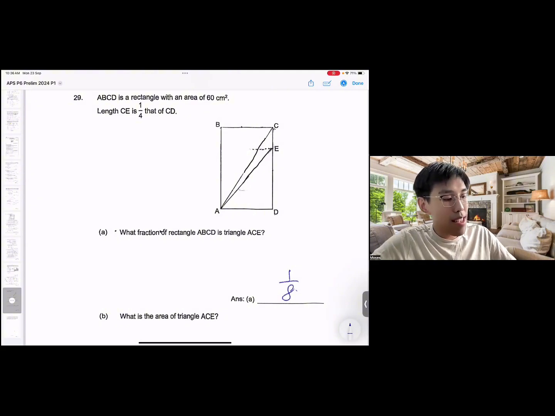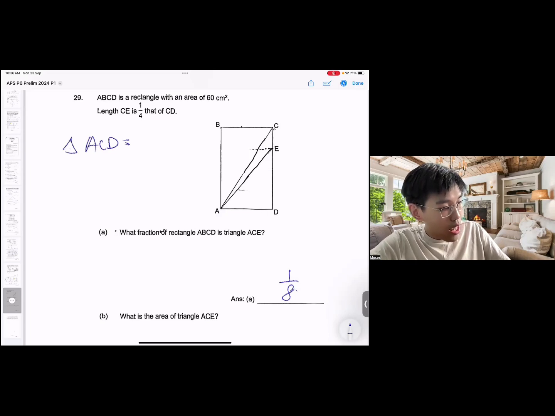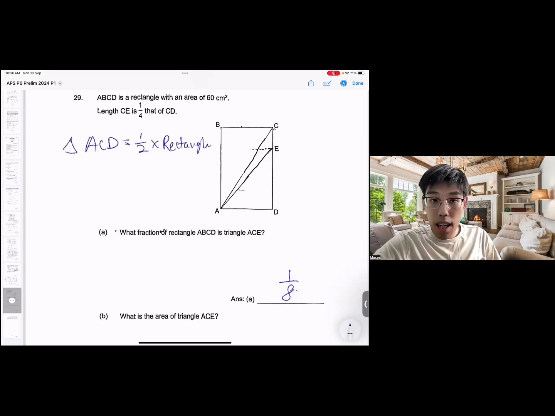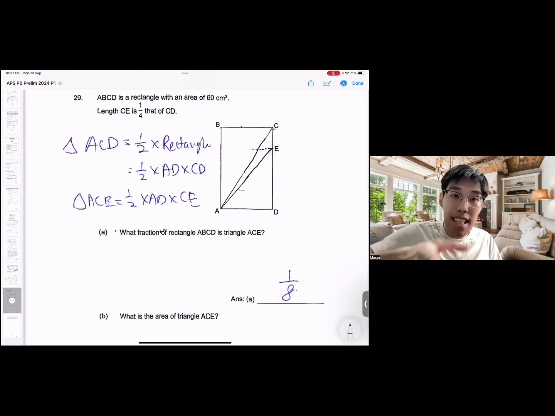So we must understand, if we observe triangle ACD, it is half of the rectangle. Correct? ACD is half the rectangle, because AC is the diagonal. At the same time, it's equal to half times the height, which is AD, and the base, which is CD. But for ACE, it's half times AD times CE.